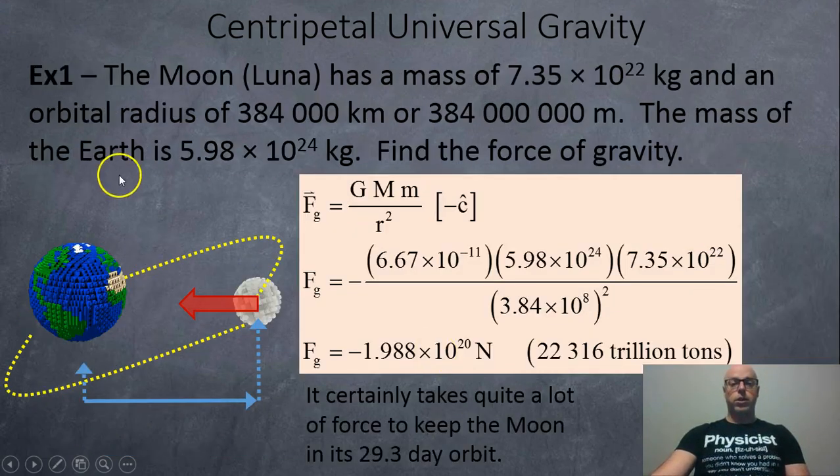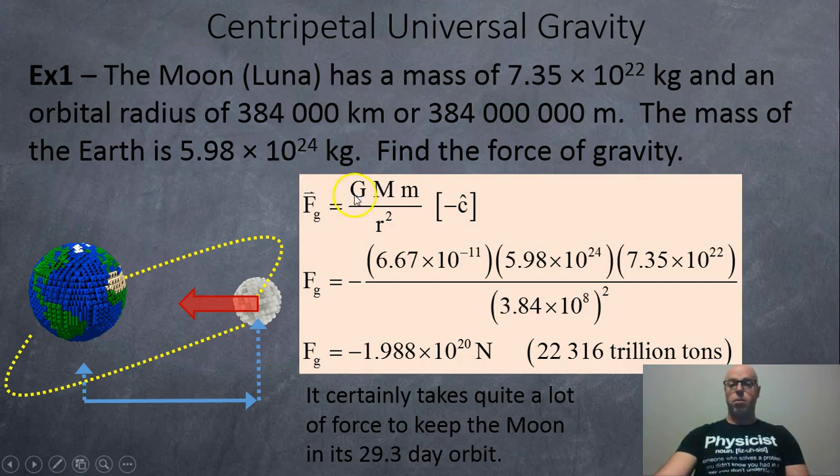Okay, so here's example 1. We've got the Moon, which orbits the Earth. The Moon has a mass of 7.35 times 10 to the 22 kilograms. The average distance between the middle of the Earth and the center of the Moon is 384,000 kilometers. The mass of the Earth is 5.98 times 10 to the 24 kilograms.